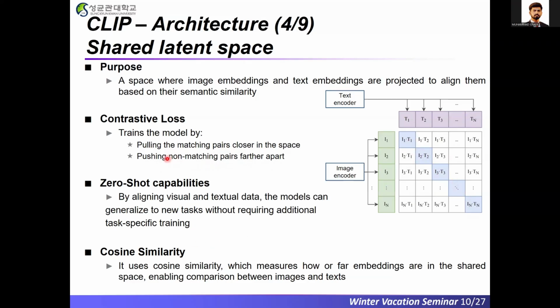These are all the non-matching, and these in the diagonal are the matching pairs. So as we said, we will match these pairs. This matching will be done by using cosine similarity. So contrastive loss actually uses cosine similarity in order to match or push. Like pulling or pushing is done using the cosine similarity. Let's see what cosine similarity and contrastive loss is in detail.